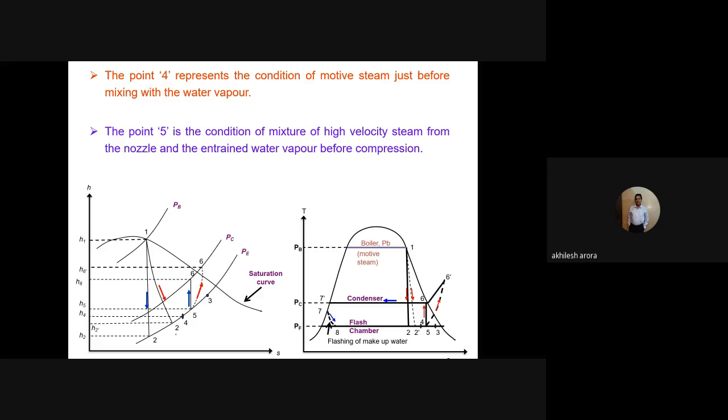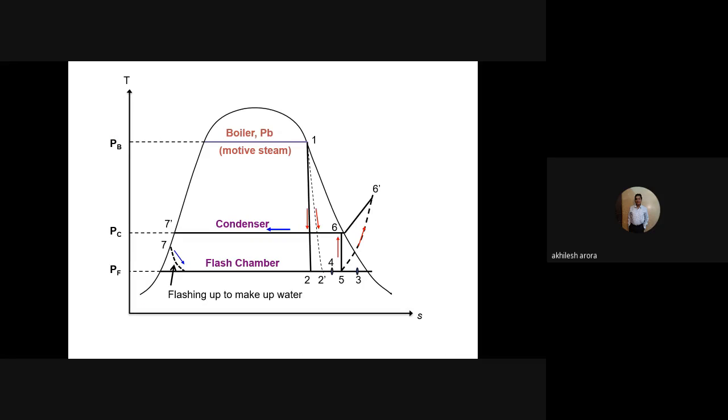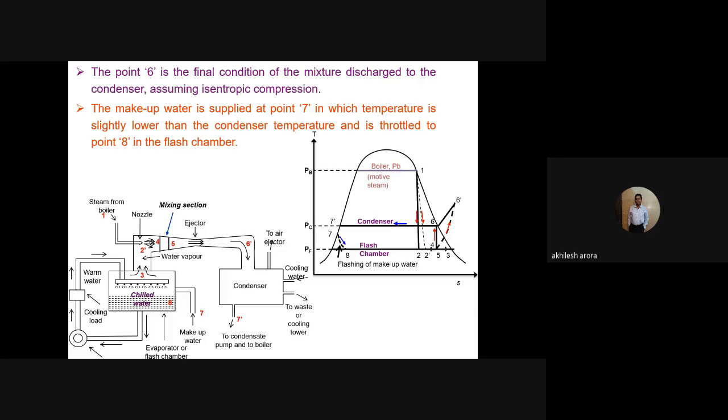Okay, so once again, point 4 represents the condition of the motive steam just before mixing with the water vapor. The point 5 is the condition of the mixture of high velocity steam from the nozzle and the entrained water vapor before compression. I have explained this already. So once again, the same diagram in a bigger size. And point number 6 is the final condition of the mixture discharged to the condenser after assuming isentropic compression.